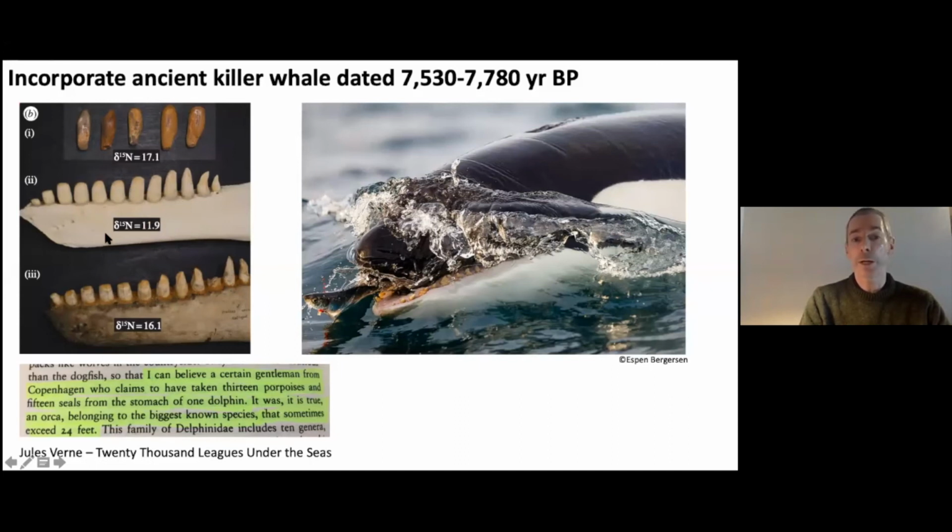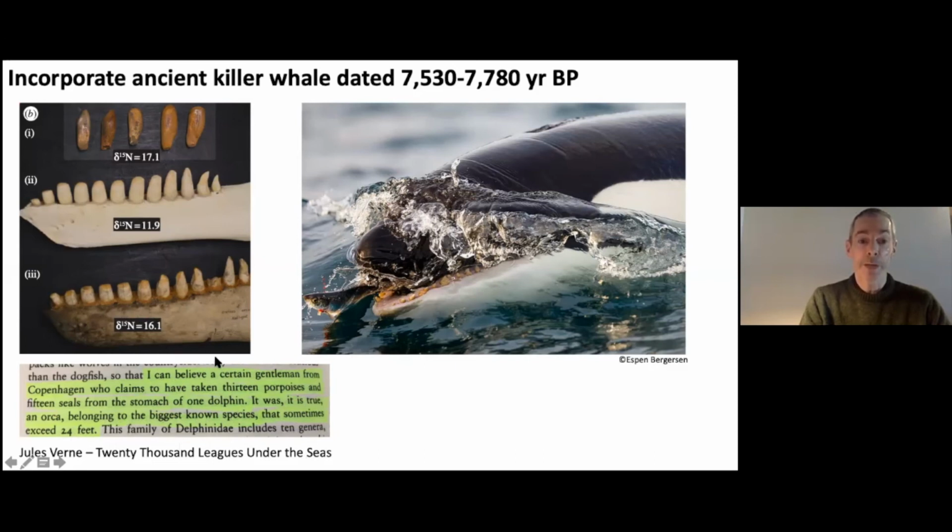Now these two are historic, roughly 150 years old each, whereas this one here is truly ancient and is the 8,000-year-old one. We can see that this animal here was feeding at a much higher trophic level, and actually this animal here in the Copenhagen collection is referred to in Jules Verne's 20,000 Leagues Under the Sea. It says, "I can believe a certain gentleman from Copenhagen who claims to have taken 13 porpoise and 15 seals from the stomach of one dolphin. It is true, an orca belonging to the biggest known species that sometimes exceeds 24 feet."